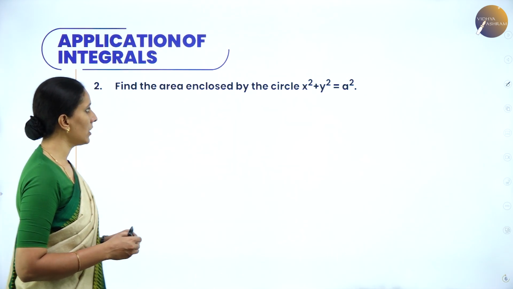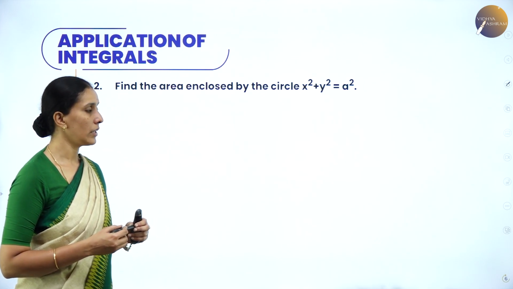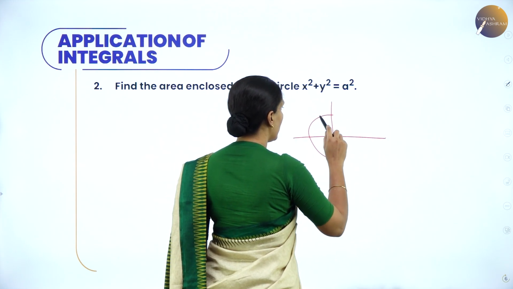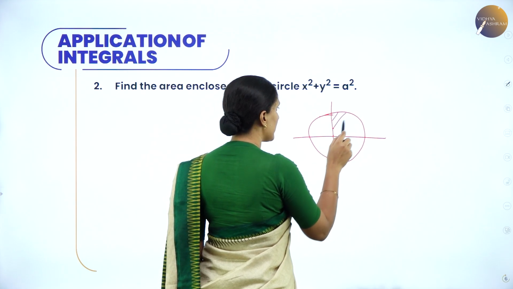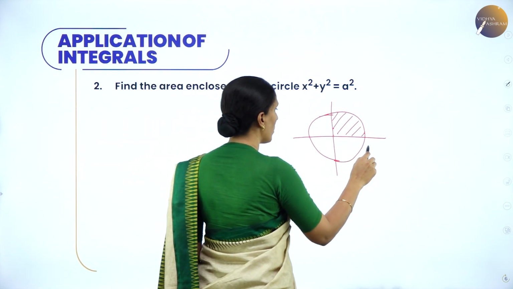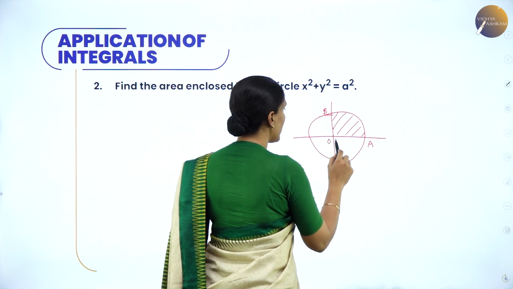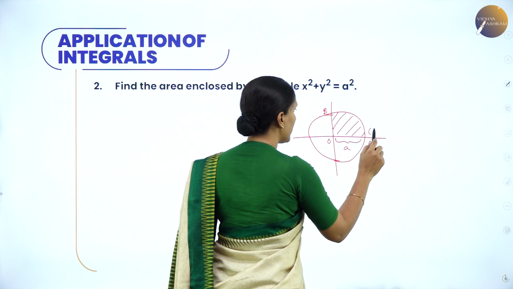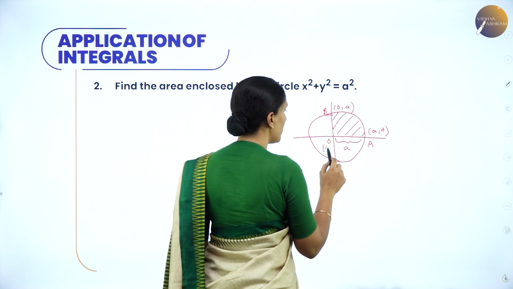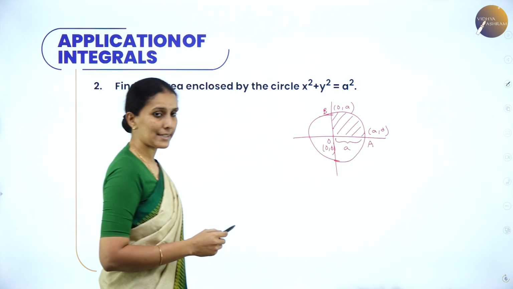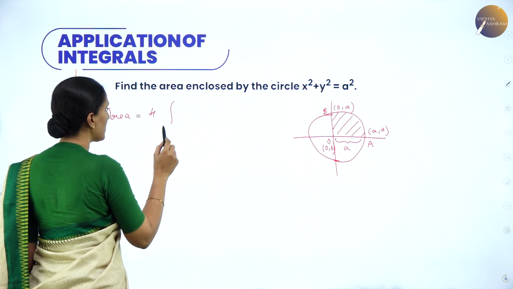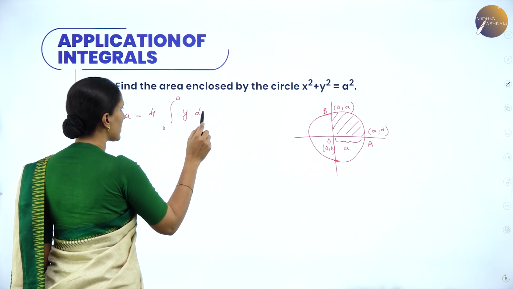Next, find the area enclosed by the circle x square plus y square is equal to a square. Here also we'll consider a rough diagram. We know that a circle with center at the origin is divided equally in all the 4 quadrants. So here also we'll apply the same concept. We'll take A, O, B. If the radius is a, then this point is (a, 0) and this is (0, a). So we can take the limits from 0 to a along the x-axis. Therefore, here also the required area can be written as 4 times the integral from 0 to a of y dx.